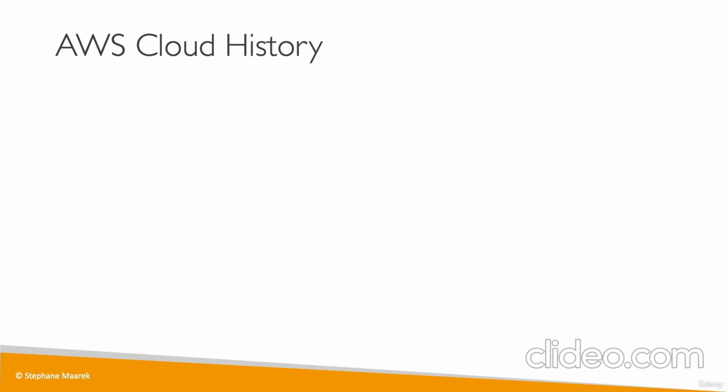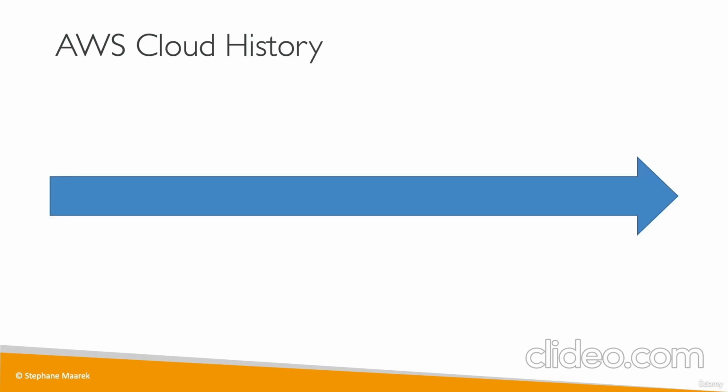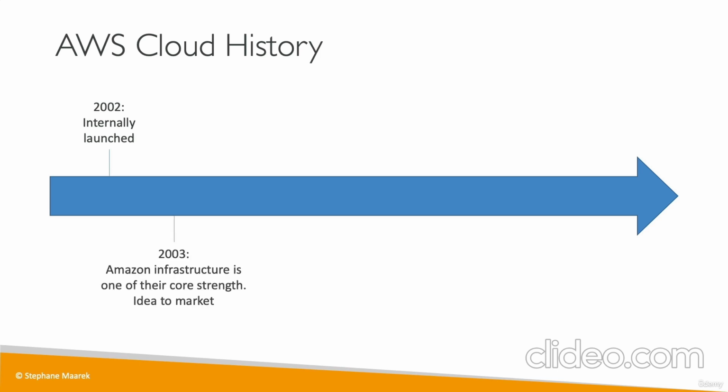Now let's look at the history of the AWS cloud. So it was launched in 2002 internally at Amazon.com because they realized that their IT department could be externalized. So their Amazon infrastructure was one of their core strengths, and they said, you know what, maybe we can do IT for someone else, for other people.